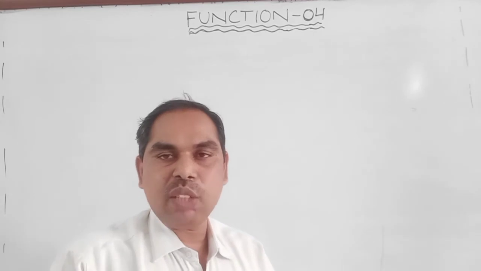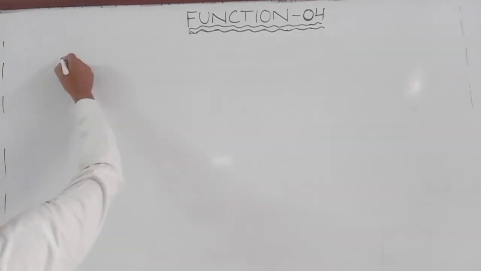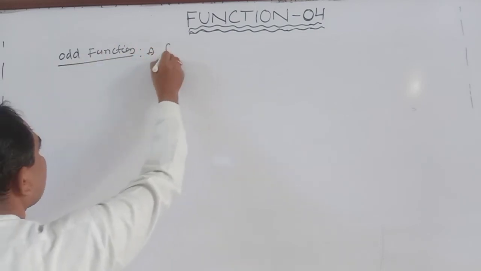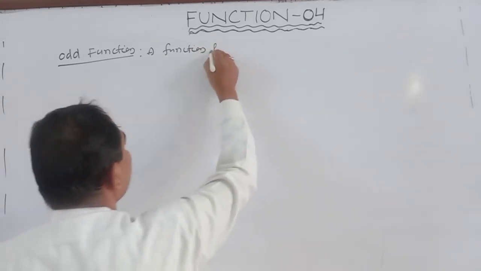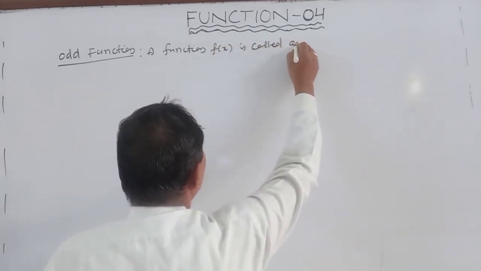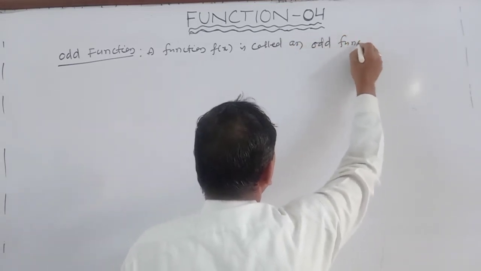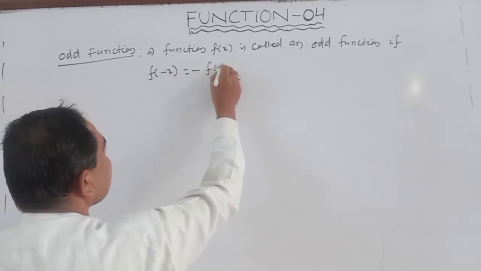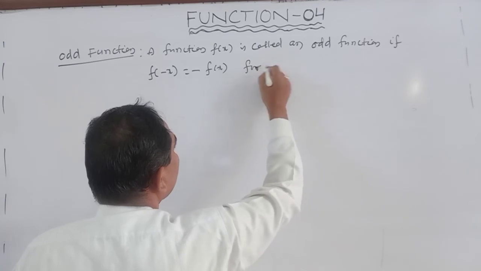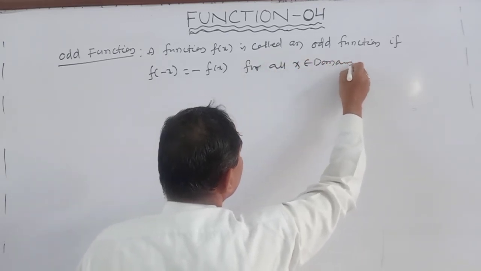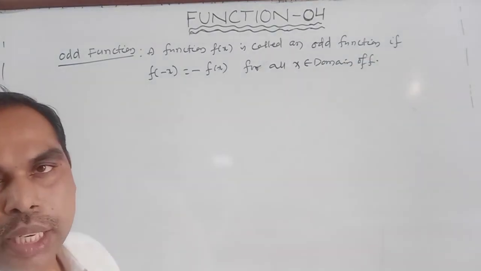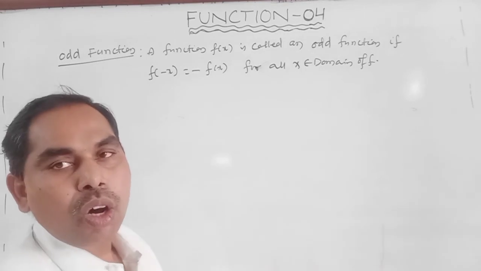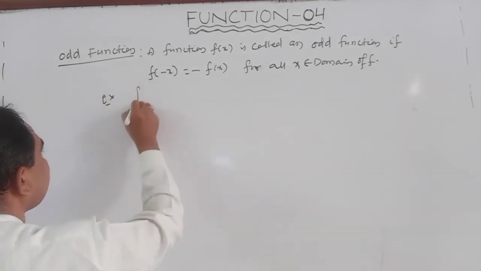Next one, even and odd function. A function f of x is called an odd function if f of minus x is equal to minus f(x) for all x belongs to domain of f. For all x belongs to domain of f means we substitute minus x in place of x, and if we get minus f(x), then we call the function an odd function.